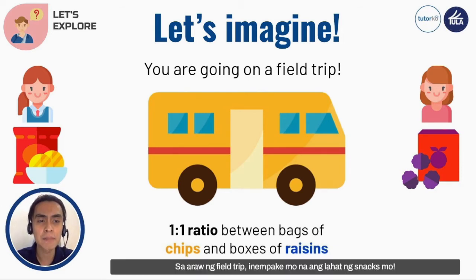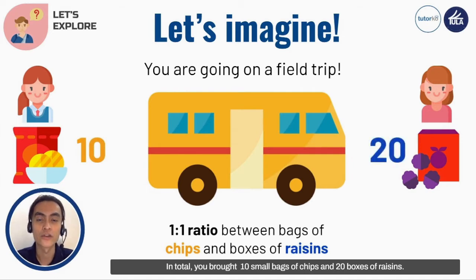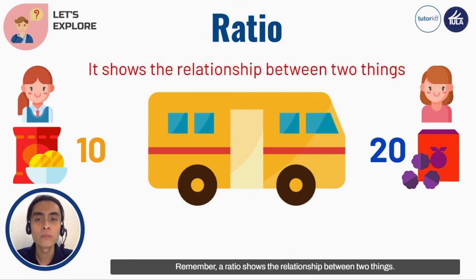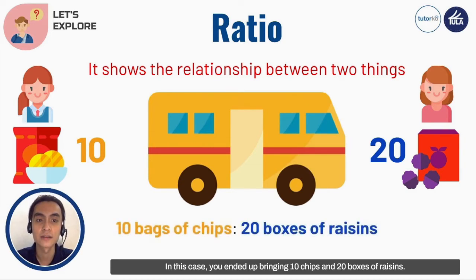Sa araw ng field trip, inimpake mo na ang lahat ng snacks mo. In total, you brought 10 small bags of chips and 20 boxes of raisins. Remember, a ratio shows the relationship between two things. In this case, you ended up bringing 10 chips and 20 boxes of raisins. In other words, your ratio is 10:20.